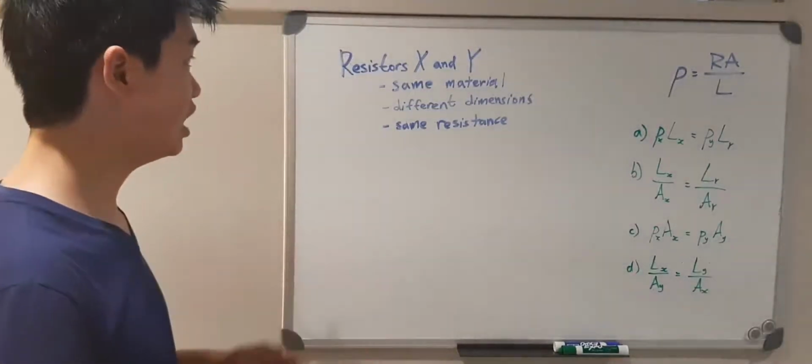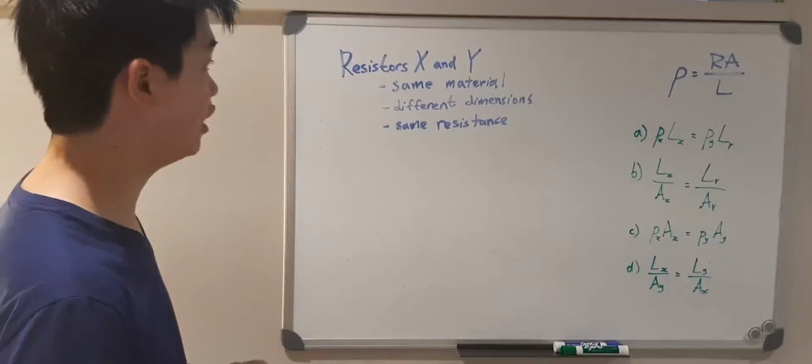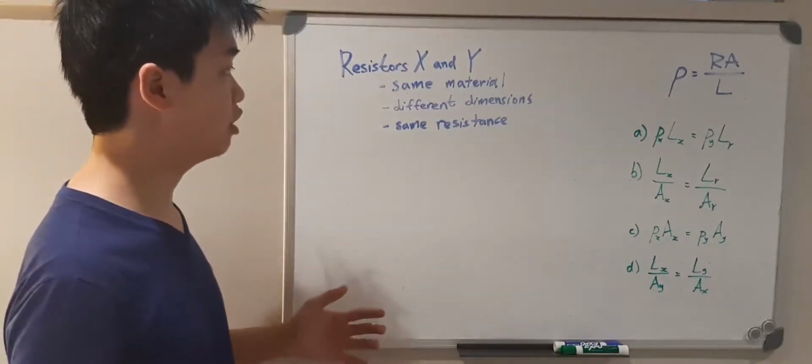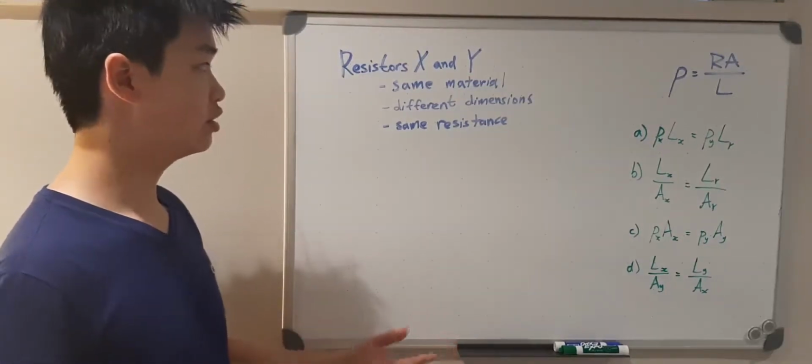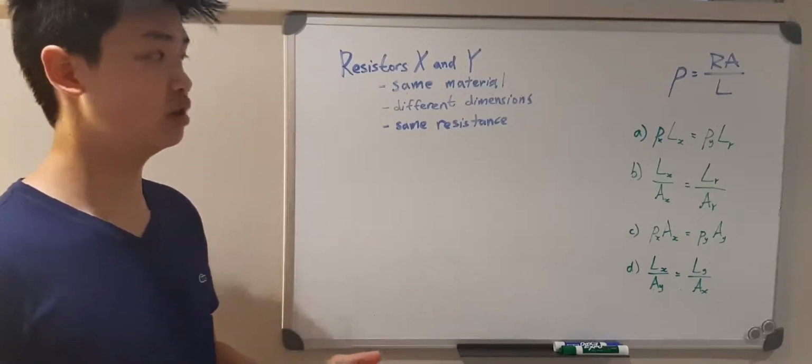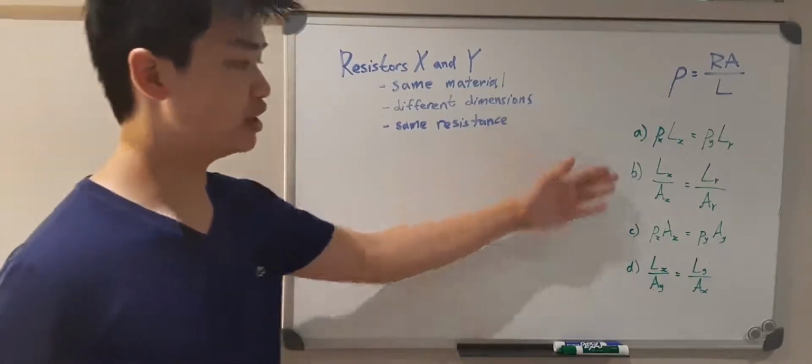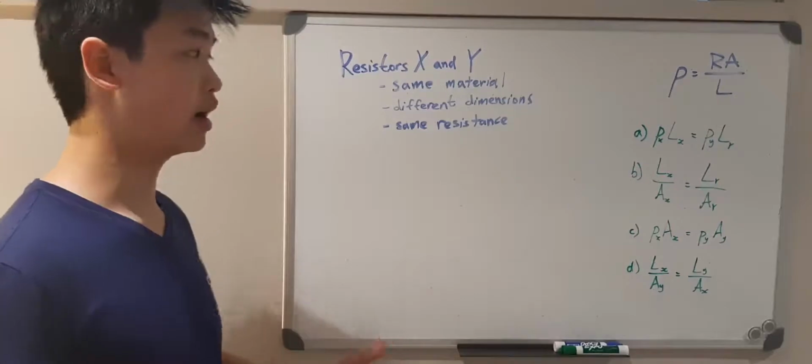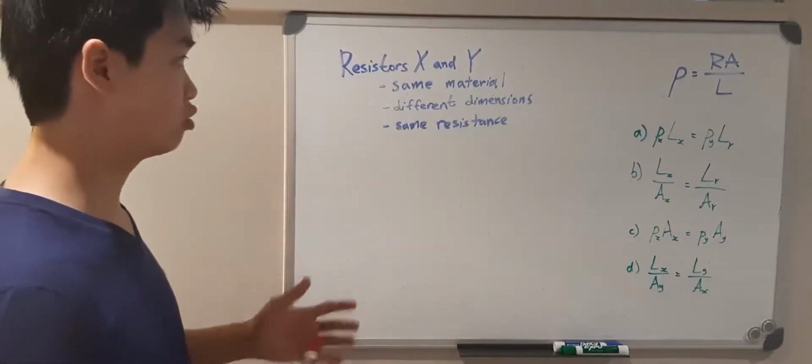Hello, so we have two resistors, X and Y. They are made out of the same material, they have different dimensions, and they have the same resistance. And we have to choose one of these equations here that is correct, given these rules here.